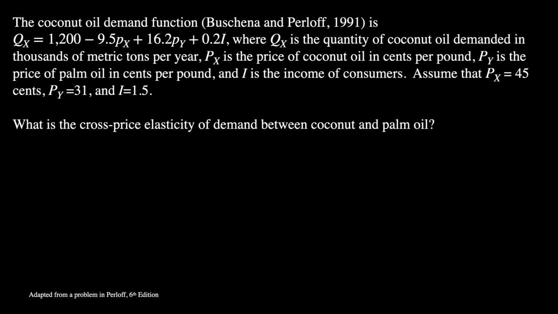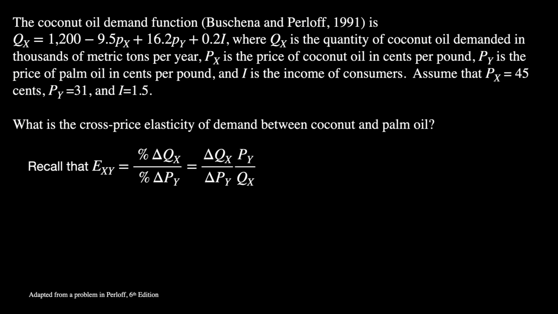The coconut oil demand function is given by this equation, where Qx is the quantity of coconut oil demanded in thousands of metric tons per year, Px is the price of coconut oil in cents per pound, Py is the price of palm oil in cents per pound, and I is the income of consumers. Assume that the price of coconut oil is 45 cents, the price of palm oil is 31 cents, and income is 1.5. What is the cross-price elasticity of demand between coconut and palm oil?